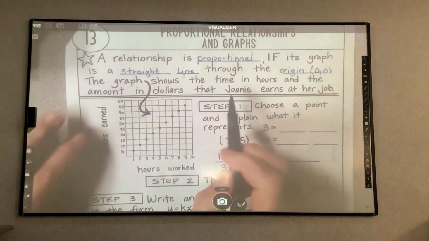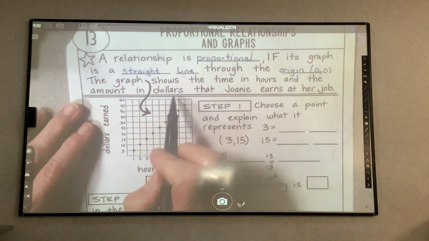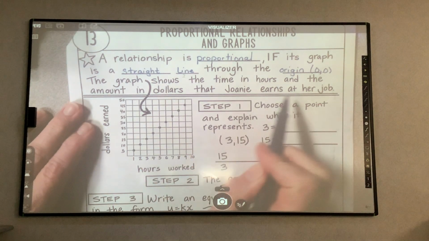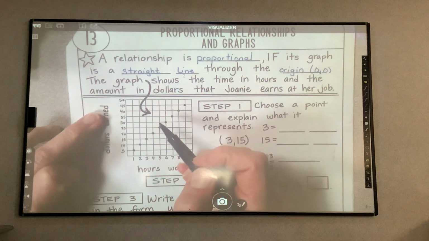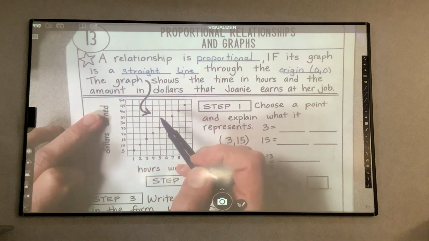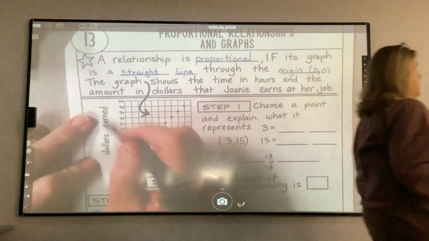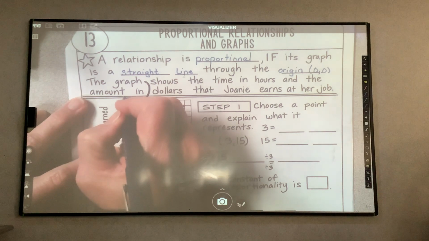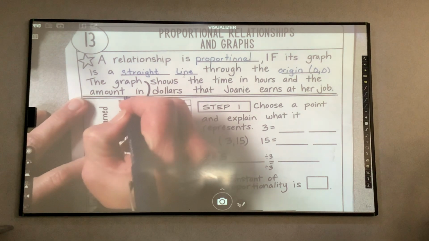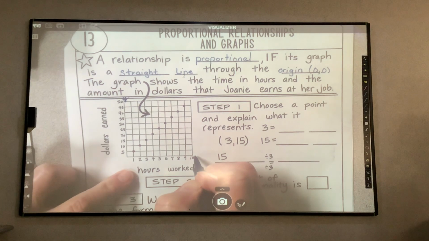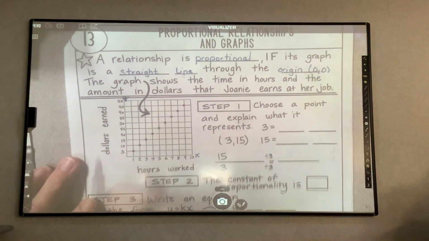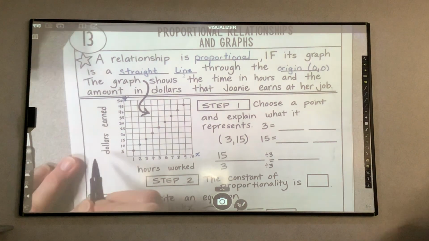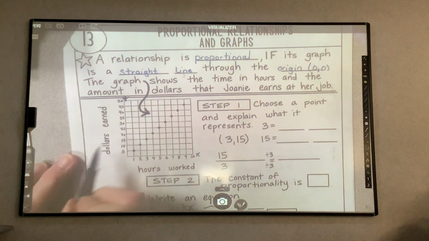The graph shows the time in hours and the amount in dollars that Joni earns at her job. So that's what this graph shows. I want us to label these. So dollars earned, this is my Y. Hours worked, this is my X. Okay? And what I want you to write is something that we're also going to learn is that we have a constant.